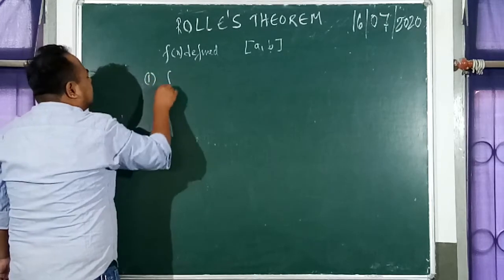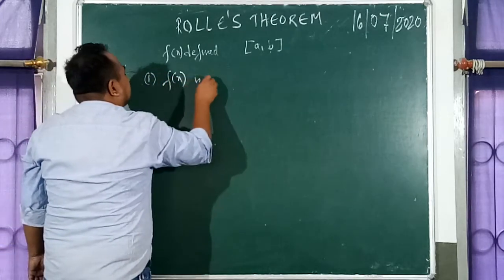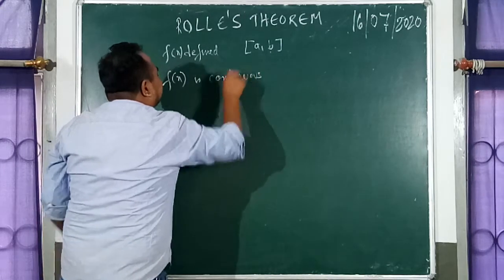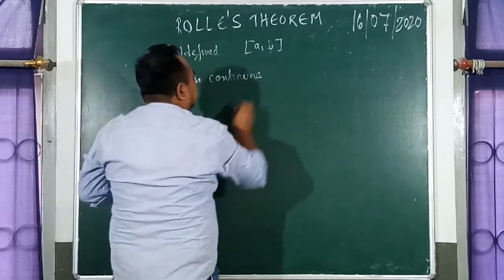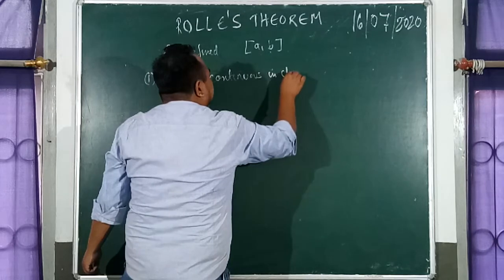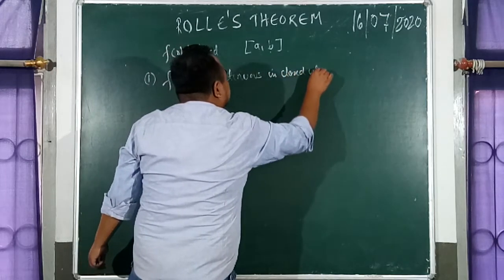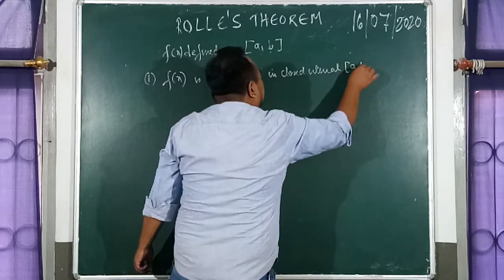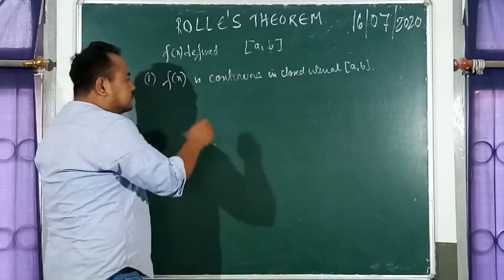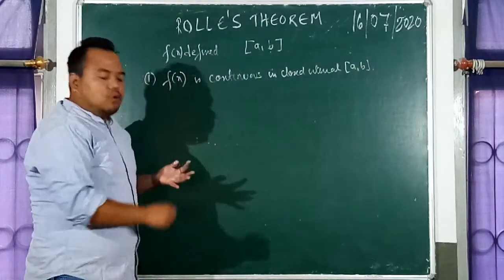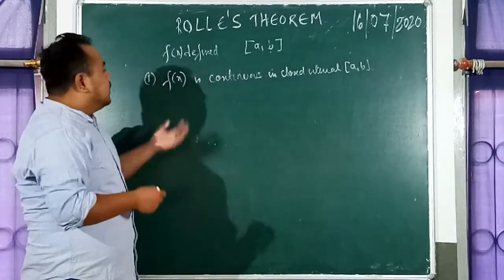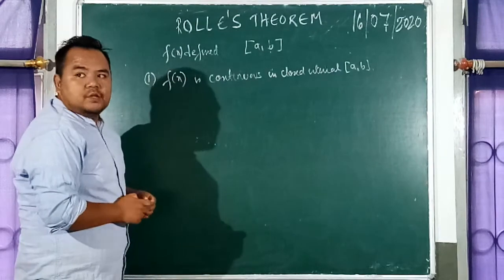Number one, the function must be continuous in the closed interval a comma b. For this you need not show anything because all algebraic functions, all trigonometric functions, all polynomial functions are continuous. Is that clear?